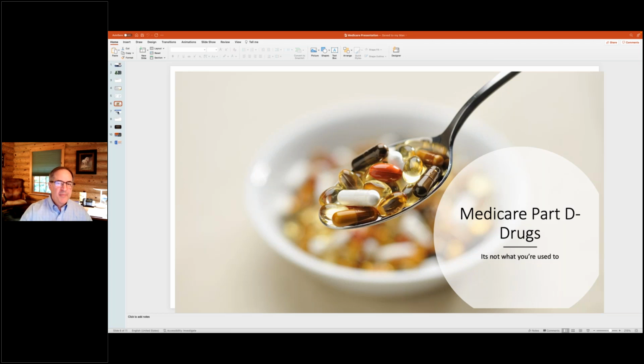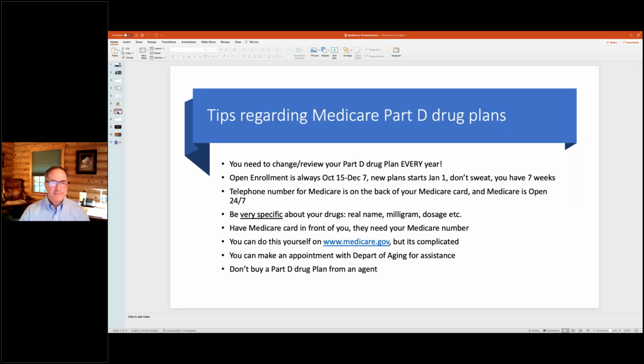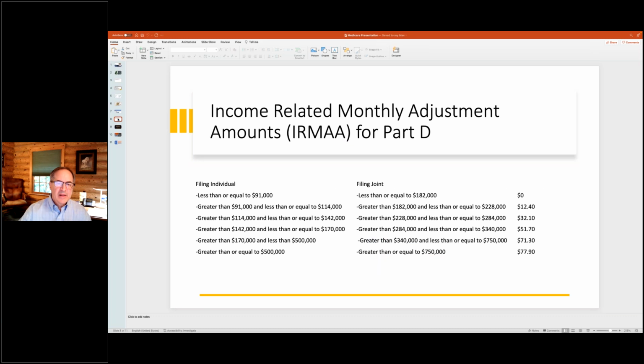Now, about Medicare Part D, I'm going to get to this part right here. Remember IRMAA? We were talking about Medicare Part B, as in boy, and how we are evaluated by the government. Well, Medicare Parts B and D both come through the government, which means you can be evaluated, and IRMAA kicks in here also with Medicare Part D.